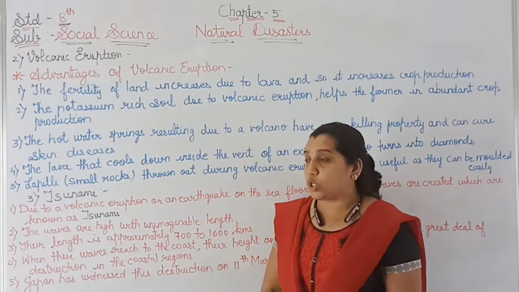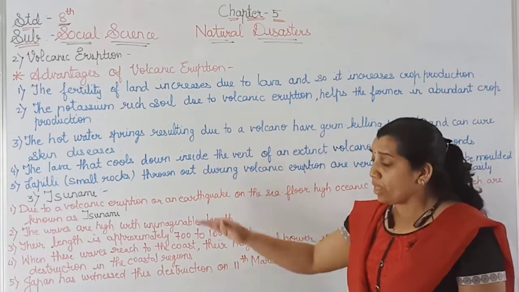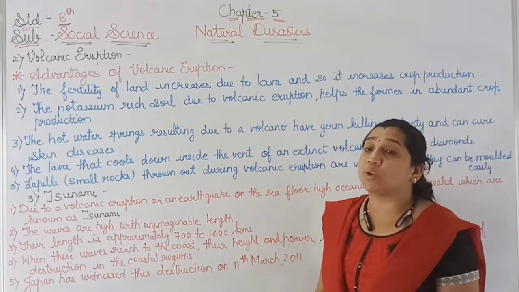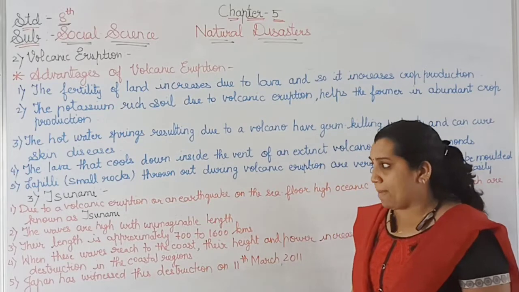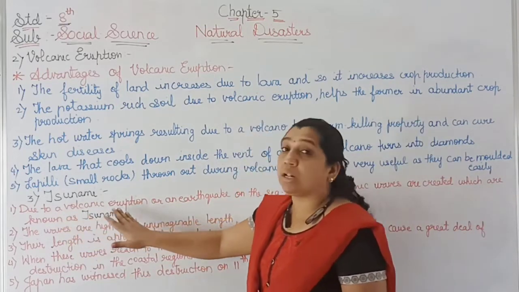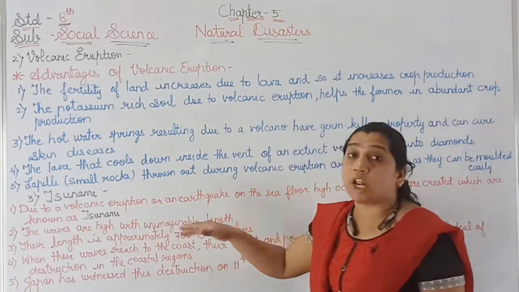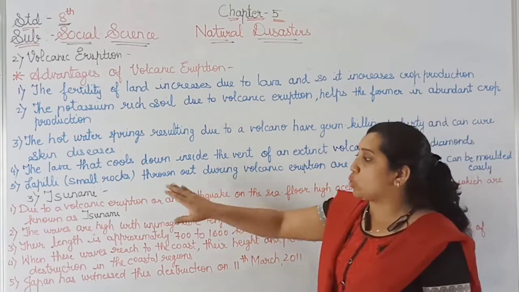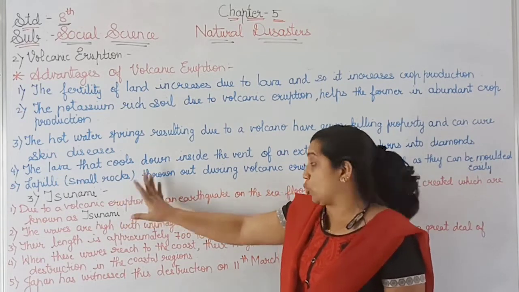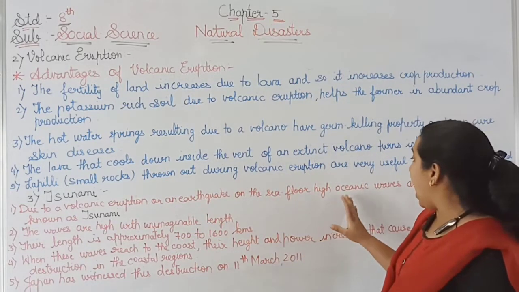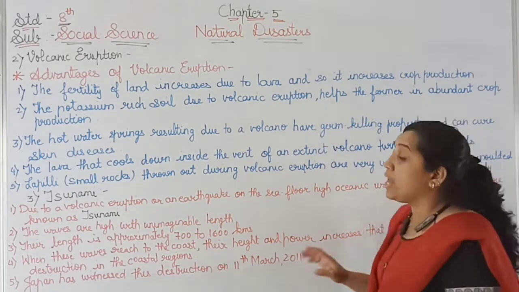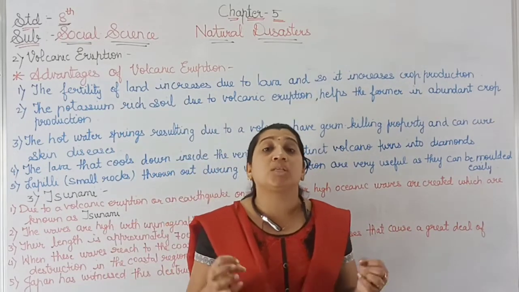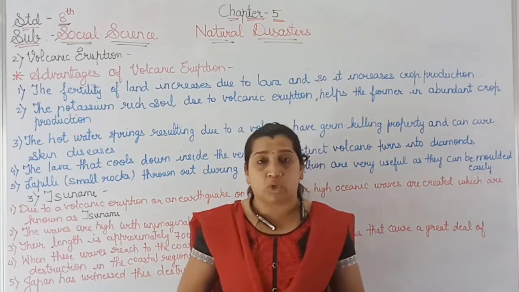Now what is tsunami? Here there are five points which classify this tsunami. Due to a volcanic eruption or an earthquake on the seashore, the sea floor creates high oceanic waves, which are known as tsunami. Tsunami always occurs on the seashore. Now, there are two indications for the occurrence of a tsunami.